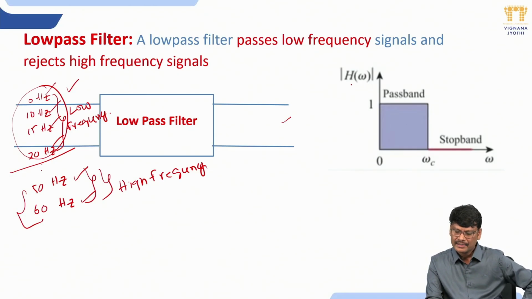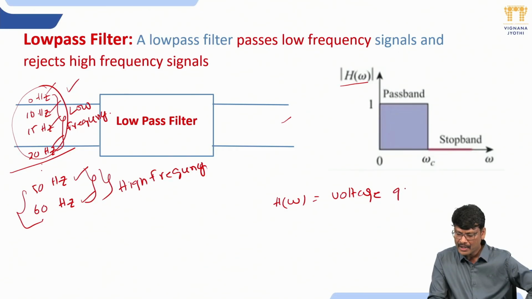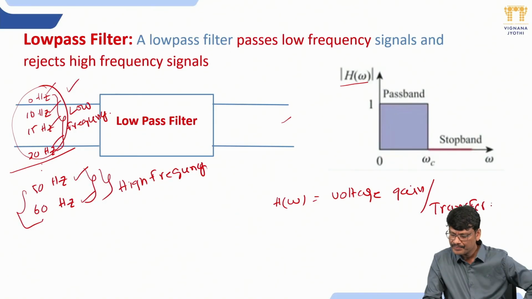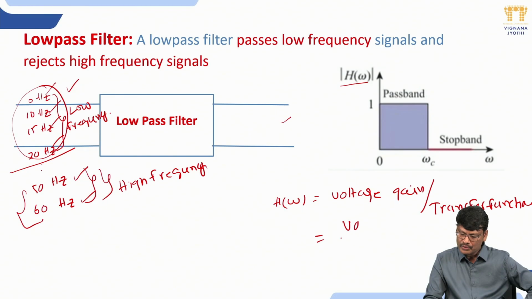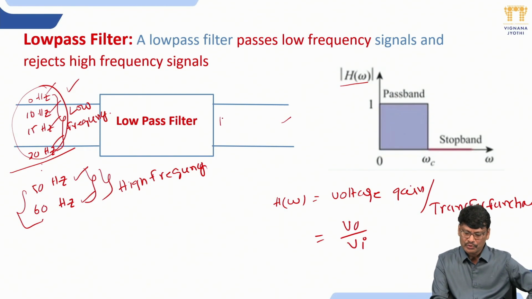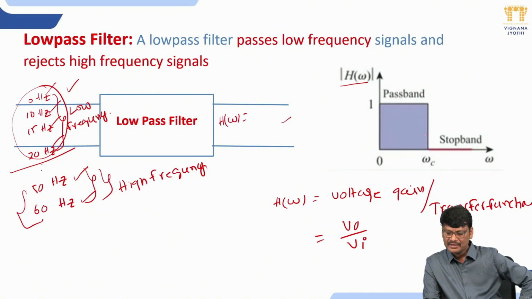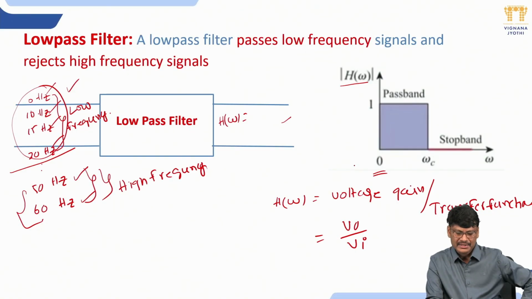Now this is the diagram. Here H(ω) is the voltage gain, or we can call it the transfer function. This value is equal to the output voltage divided by the input voltage, nothing but voltage gain. This is the output of the filter. The pass band starts at ω equal to 0, which is the zero frequency, and ωc is the cutoff frequency. This is the margin.